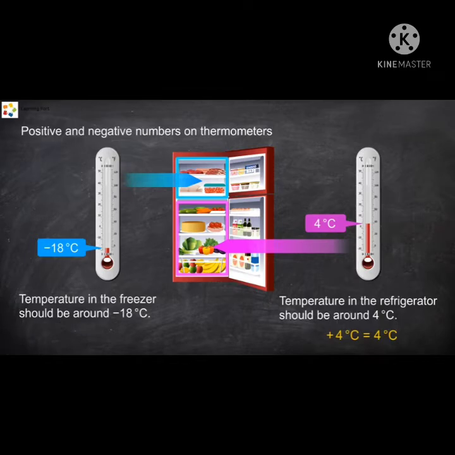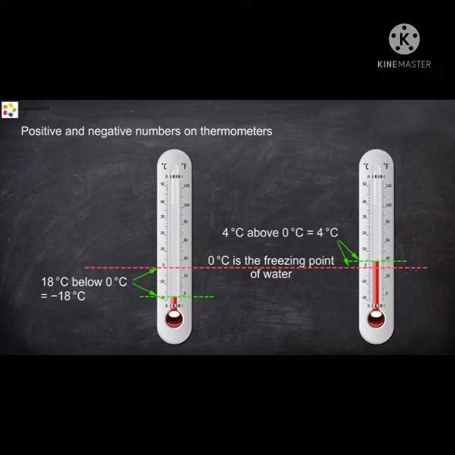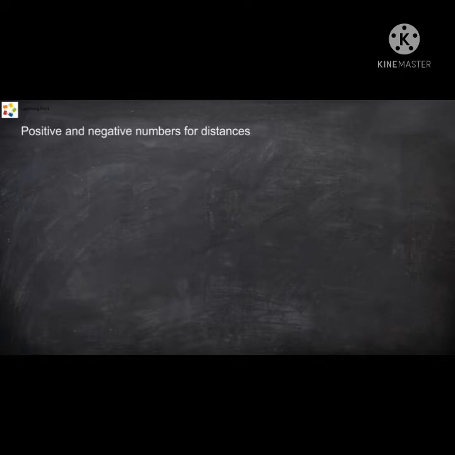In this example, we have a positive and a negative integer. Suppose 0 degrees Celsius is taken as the zero of the number line, we have minus 18 degrees Celsius below the number line, that is 18 units below the 0 degrees Celsius line, and 4 degrees Celsius will occur above the number line, that is 4 units above the 0 degrees Celsius line. This is one application of number line in real life.